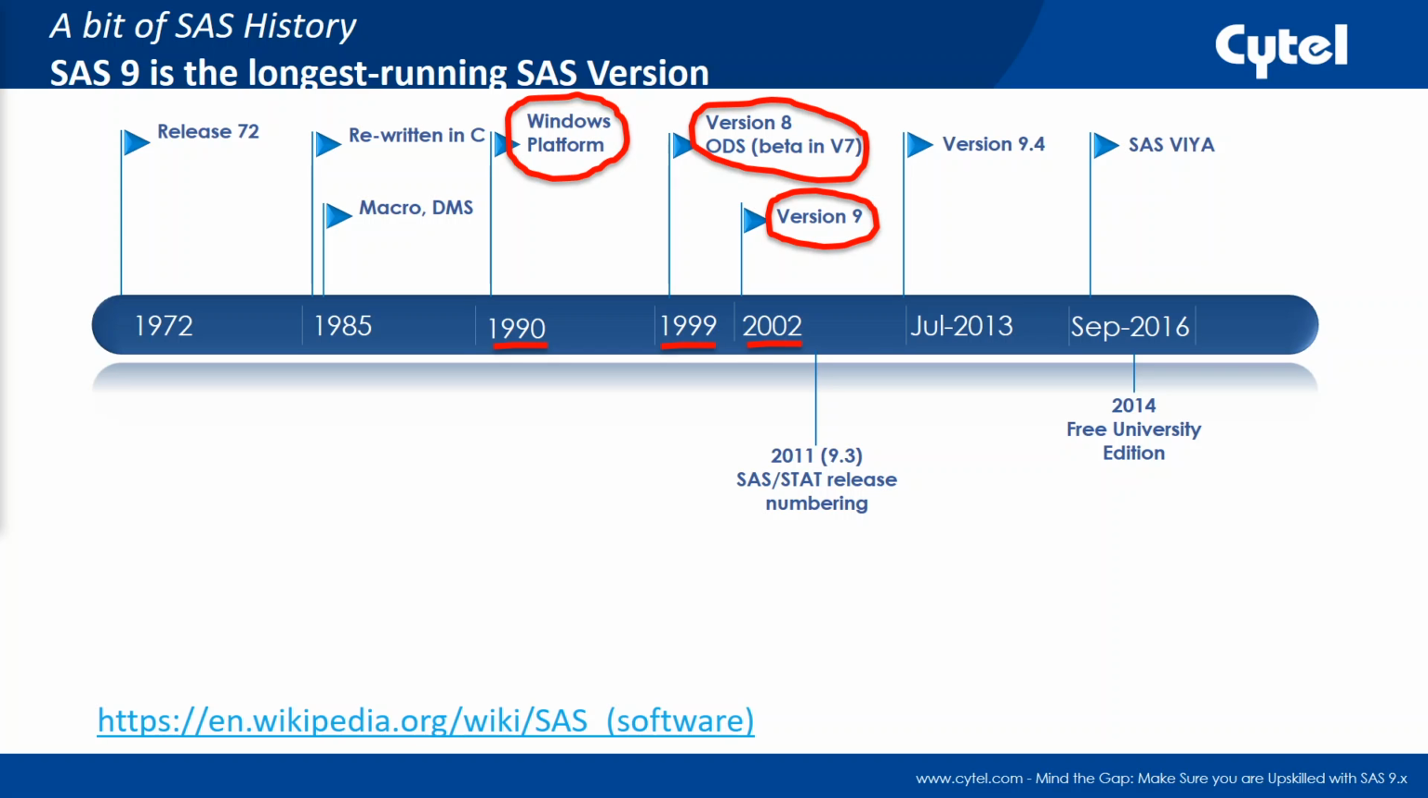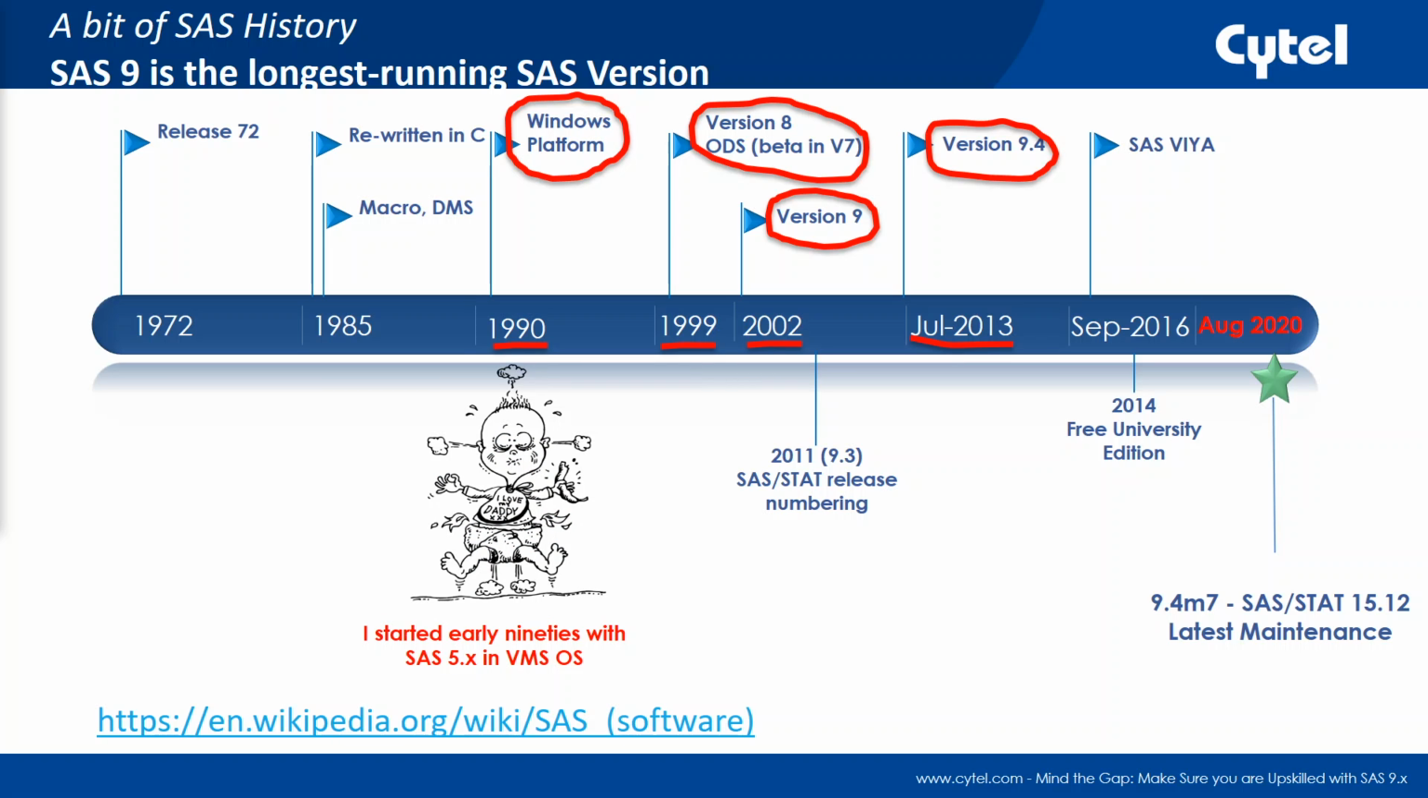Then the first SAS 9 was released in 2002, making SAS 9 the longest running version as of today. Then the latest version, released in 2013, is SAS 9.4, that I guess most of you are currently using, with the last maintenance release last August, maintenance 7. And myself, I started a while ago on the VMS operating system, where I learned SAS starting with version 5.